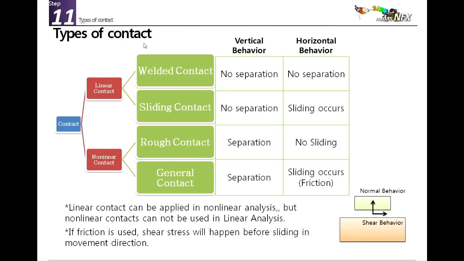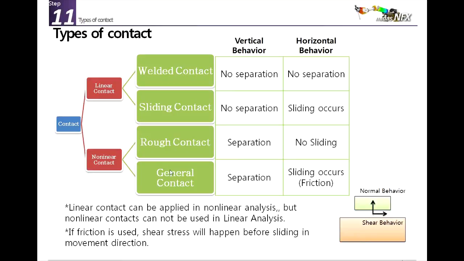Now let's talk about the type of contact. You have basically linear contact and non-linear contact. In linear contact you have the welded contact and the sliding contact. Welded contact means that there is no separation between the vertical behavior and the horizontal behavior. Sliding contact means you have no separation in the vertical direction, but a small sliding can occur in the horizontal direction. So here you have a small schema. So sliding can occur here like that, but not like that.